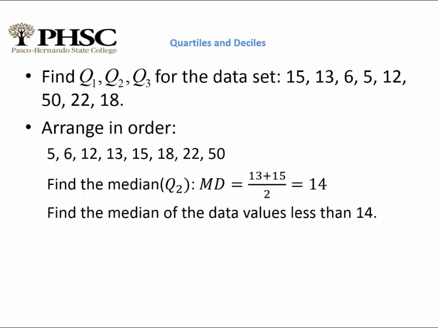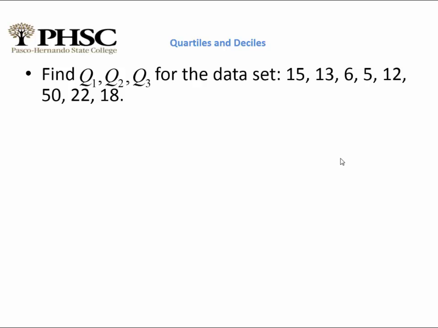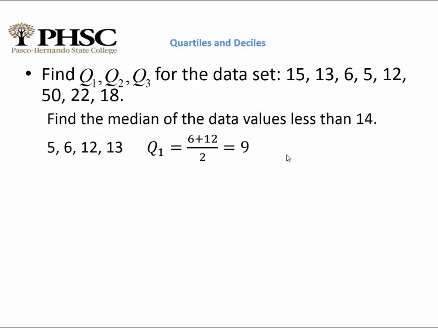So now we're going to find the median for the data values that are less than 14. 14 falls right here, so the median divides this data set into two equal parts. Then we look at the lower half and find the median of the lower half. The median of the data values that are less than 14 would be the median of 5, 6, 12, and 13. In this case, it's 6 plus 12 divided by 2, and that's going to give us our Q1. So our Q1 is 9.